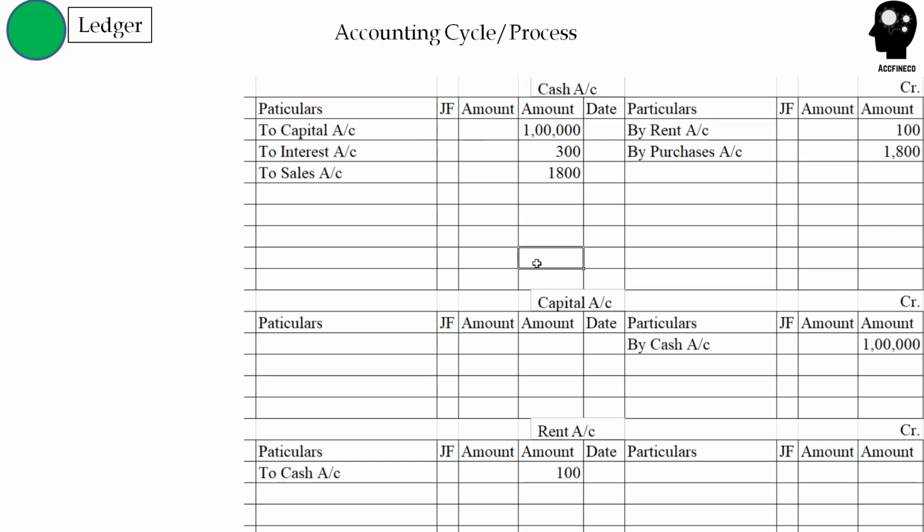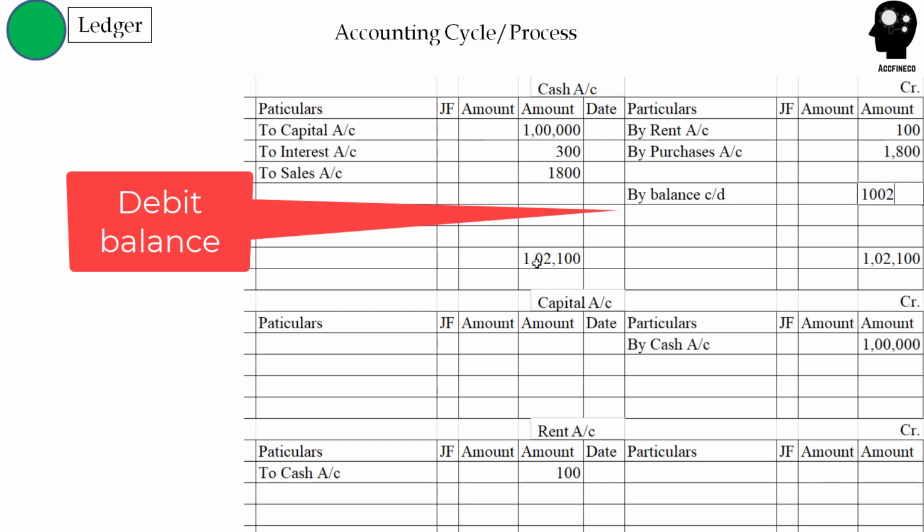Let's take the cash account. As we can notice, the debit side is heavier. We write a total of 1,02,100 on both the sides. Then we can notice that there is a significant difference. This is written by balance C/D, or we can say carried down, 1,02,000. Because the debit was more than the credit, we call it the debit balance. So we'll do the same for all the accounts.